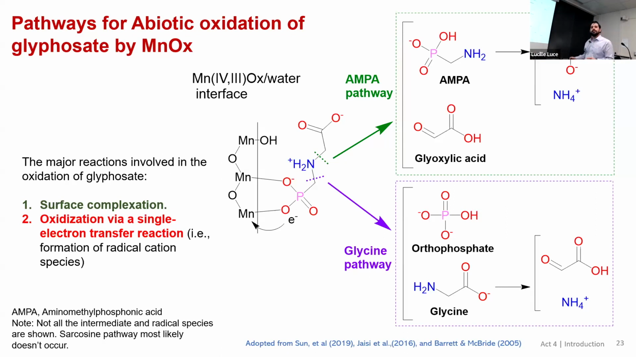Glycine is okay. If you have glycine, only this pathway, we should be fine. Glycine is safe. It's an amino acid. But the AMPA is not safe. And also it accumulates more in plants. So this pathway is a bad pathway, and this pathway is a good pathway.